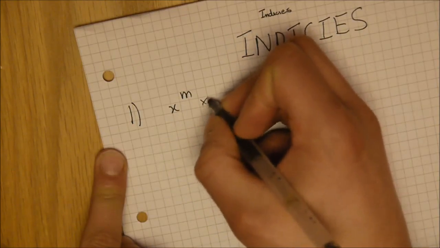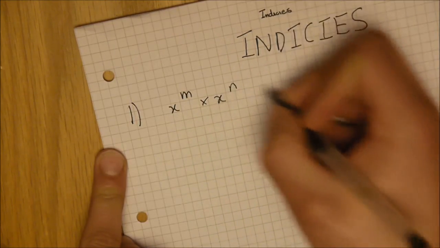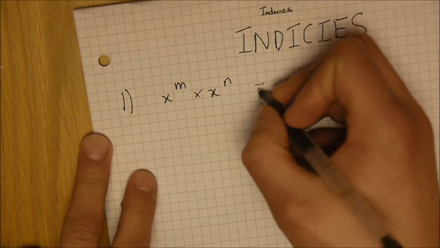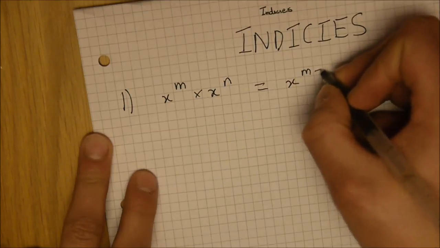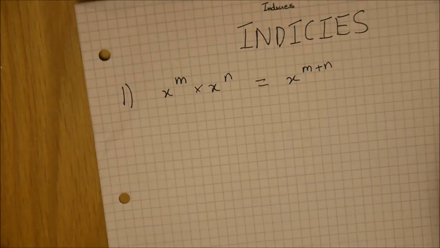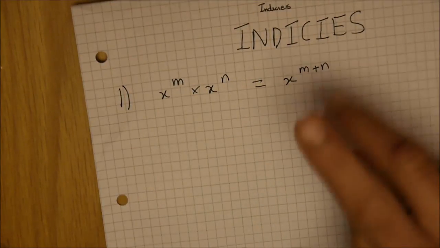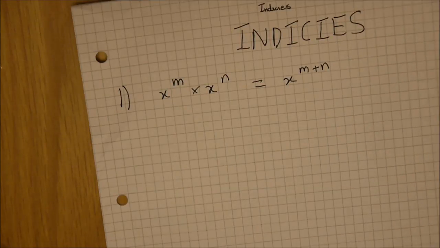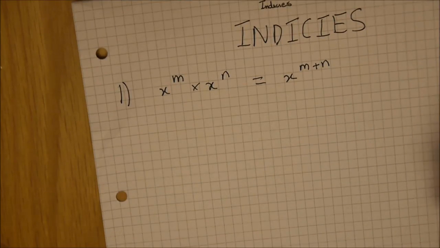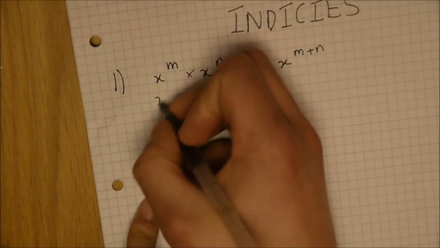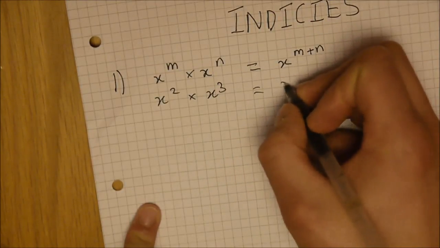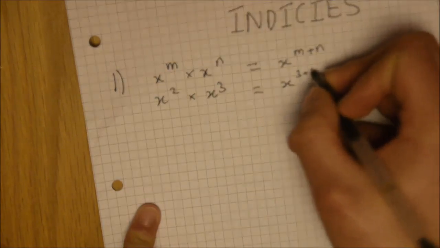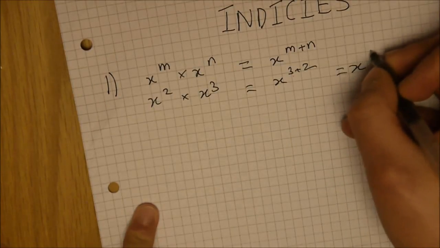and it's times by x to the power of n, you can see that clearly, then the answer is x to the power of m plus n. This is because powers add when values are times together. To put this in a more realistic term, we could write x squared times x cubed equals x to the 3 plus 2 equals x to the 5.